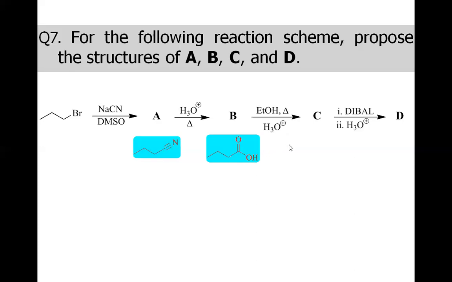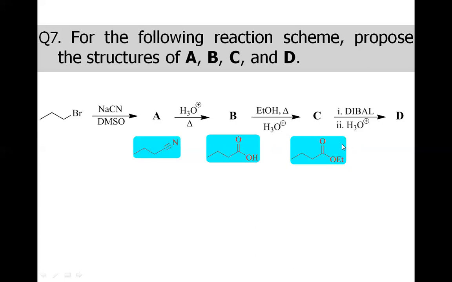And for the compound C, we have simply esterification, and of course it must be acid catalyzed, not base catalyzed. So we have the OH replaced by OEt. Now we have 6 carbons, 4 on the left hand side and 2 from this ethyl part.